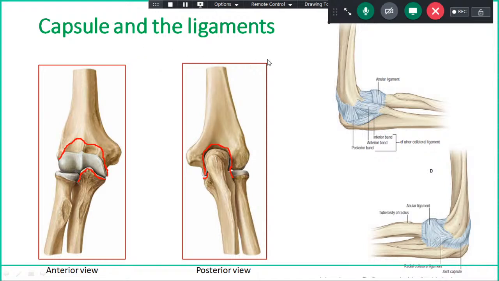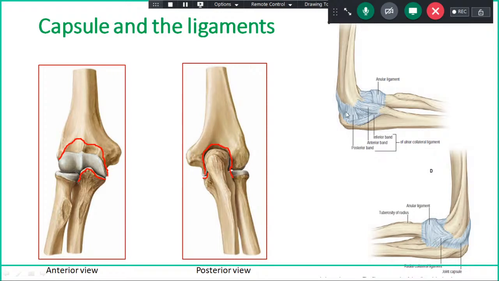Now besides the capsule there are certain ligaments. These ligaments are actually thickenings of the capsule of the elbow joint. Here on the medial aspect you get the ulnar collateral ligament, and on the radial or lateral aspect you will find the radial collateral ligament. Let's see the ulnar collateral ligament, which strengthens the capsule of the elbow joint.